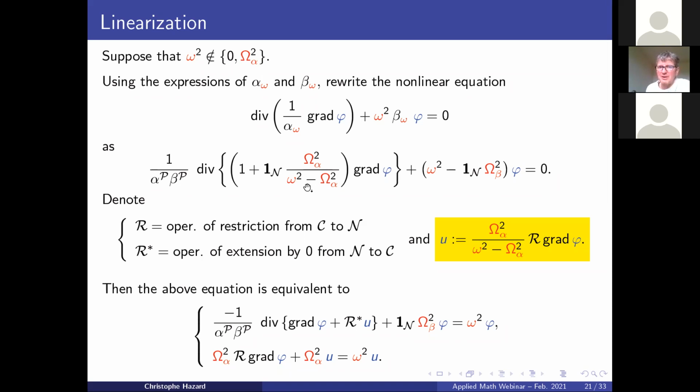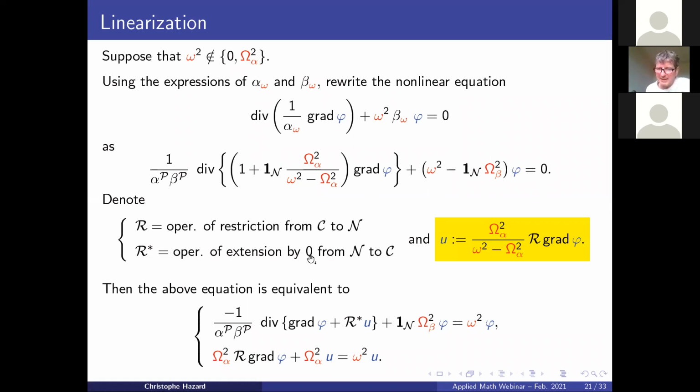So the idea of linearization is simply to choose that as an auxiliary variable. To do that, I just need to introduce some notations. I denote by R the operator of restriction from C to N. That is, when you take a function defined in the whole cavity, you take its restriction to the negative material, and R star is the adjoint operator. It is simply the operator of extension by 0 from N to C. That is, you have a function which is defined in N, and you extend it by 0 in the positive material, in P.